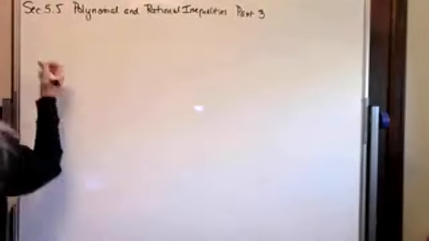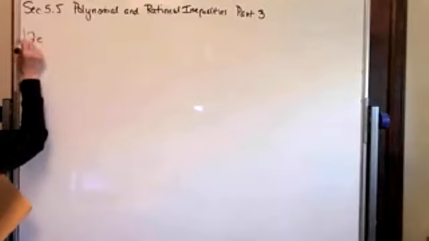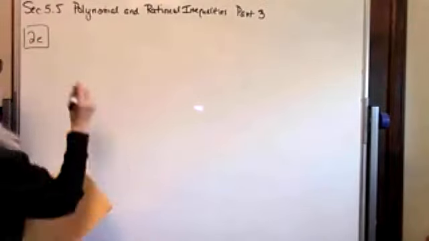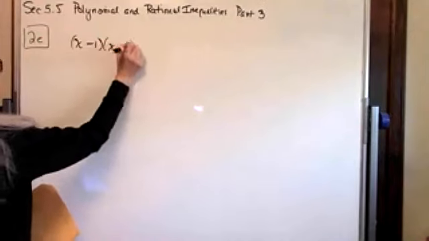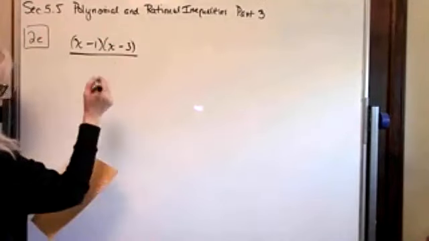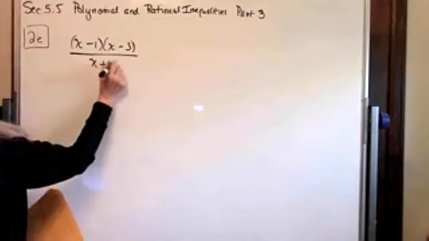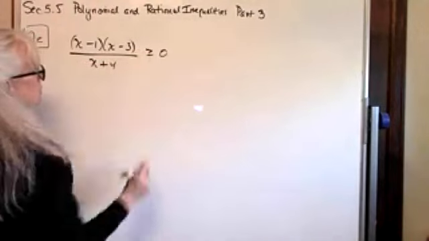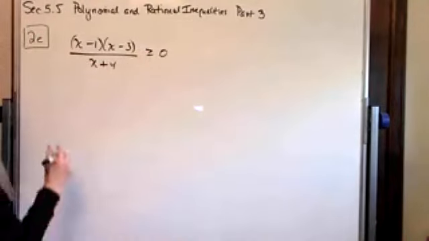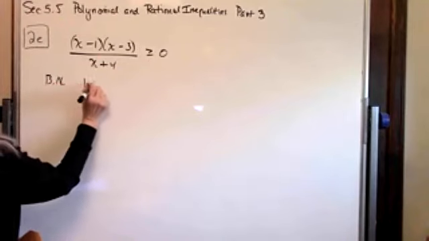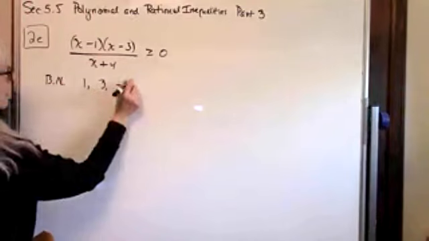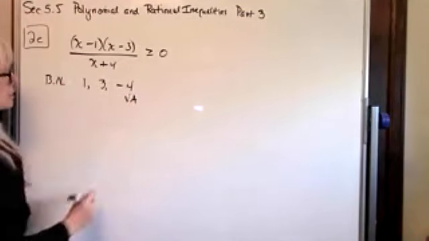So part E says x minus 1 times the factor of x minus 3. That's all in the numerator. The denominator contains x plus 4. And it would be greater than or equal to 0. So our boundary numbers are going to be a +1, +3, and -4. And I'm going to flag that as my vertical asymptote.